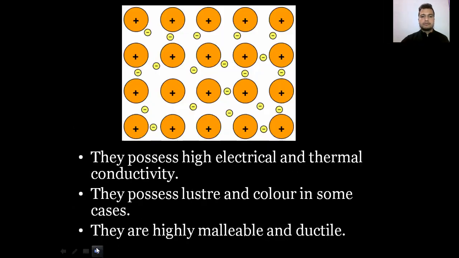You can see this in the figure. That is what happens. In fixed positions there will be cations, you can see the cations clearly. And can you see these negatives? These negatives are the electrons, and they are free.